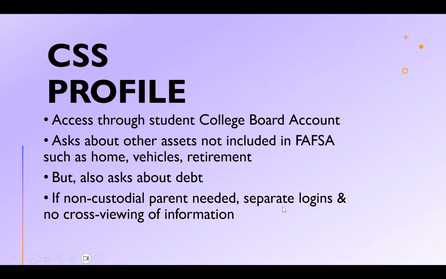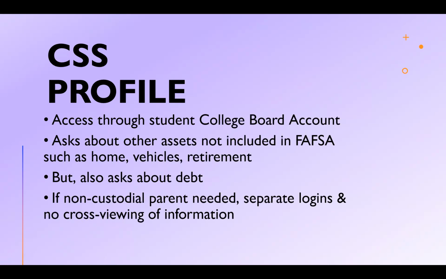So again, you log in through the College Board account. It will ask for this information: home, vehicles, retirement accounts, not because they want you to spend it, but they want to get a better sense of your family's financial situation. But it will also ask about debt. So if you have heavily mortgaged properties, they will know that. And again, no cross viewing of information.